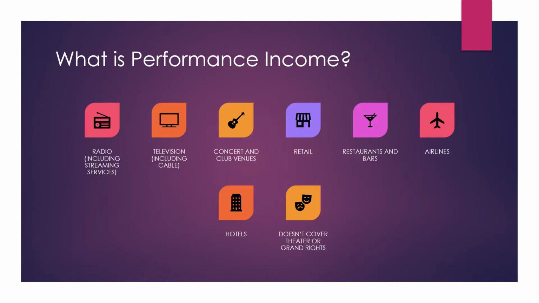So what type of income do the PROs collect? Like, what is performance income? Well, it includes radio, including streaming services, television, including cable, concert and club venues, retail, restaurants and bars, airlines, hotels. And it does not cover theater or grand rights. That's actually covered by sync licensing, which we'll cover in a little bit.